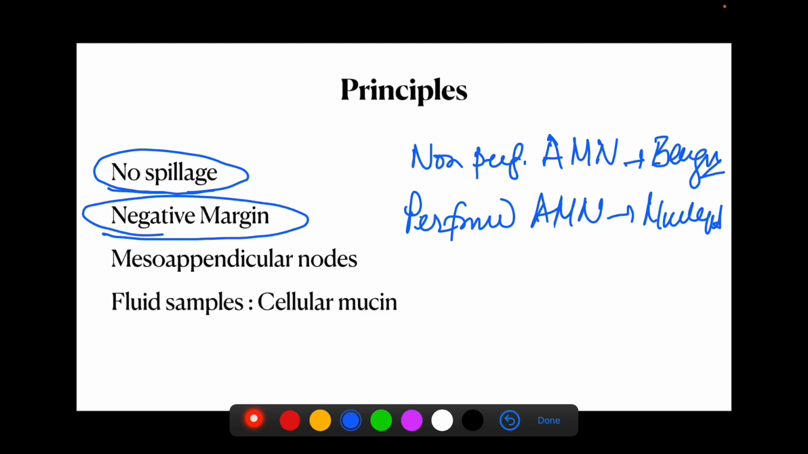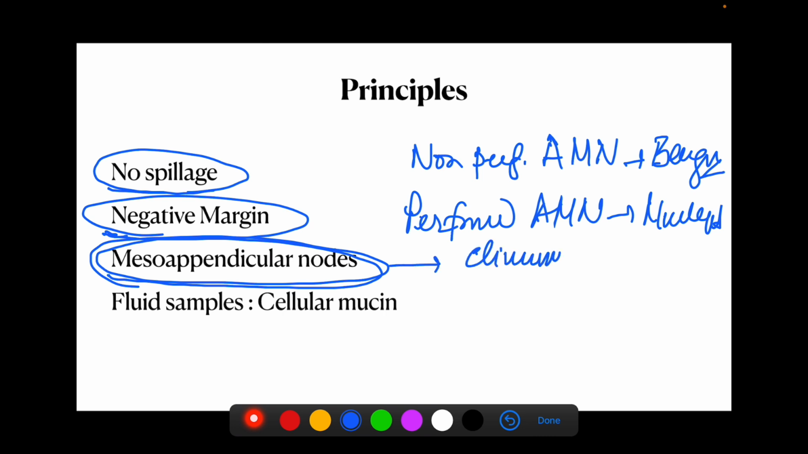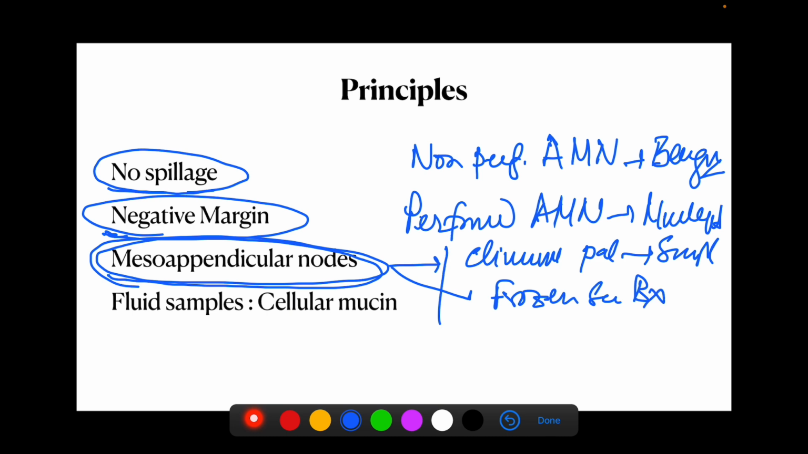If you have the facility of frozen, go for a frozen section of the base, and you need to achieve a negative margin at any cost. The mesoappendicular nodes are to be inspected during the surgery. If you find them clinically palpable and visible, take sampling. If negative, go for a frozen section biopsy. The basic idea is you need to see whether these mesoappendicular nodes are positive or negative.